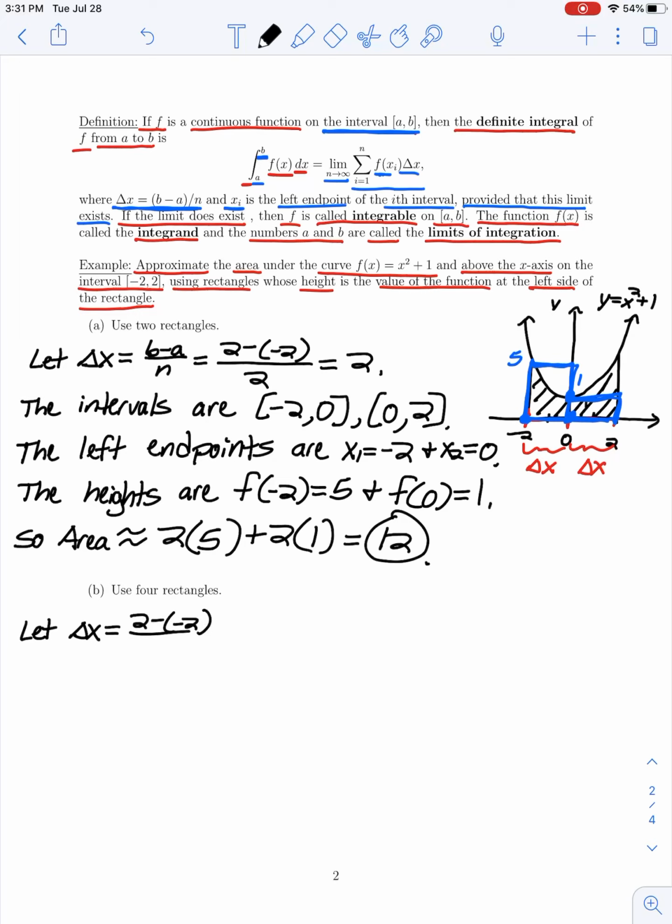So right endpoint minus the left endpoint, 2 minus -2, and we're dividing this into 4 equal pieces. So we have 4 over 4, or 1, for the length of our interval. So let me illustrate here. We're looking at the same function, y equals x squared plus 1 on the interval from -2 to +2.